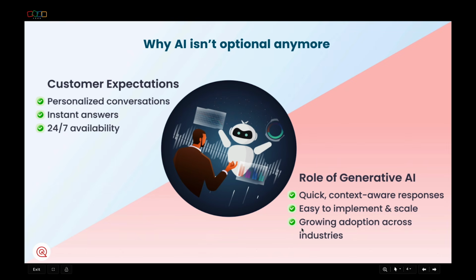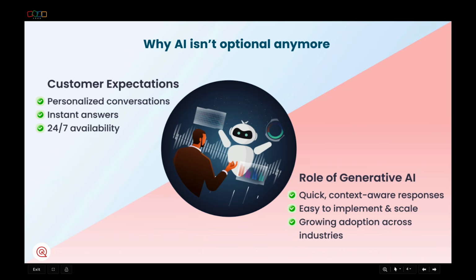People want instant answers. They want conversations that feel personal. They expect support to be available 24/7. If they don't get that, they move on, often to a competitor who can deliver it faster and better. Now, this is where AI comes in. Generative AI helps businesses scale to those expectations at a different level. It makes it possible to respond quickly in the right context and even anticipate what a customer might need next. That's why the adoption is growing so fast. It's not about efficiency, it's about building trust and keeping customers engaged.